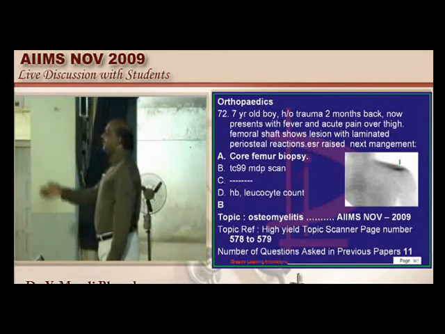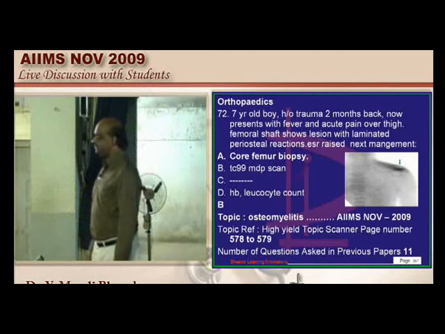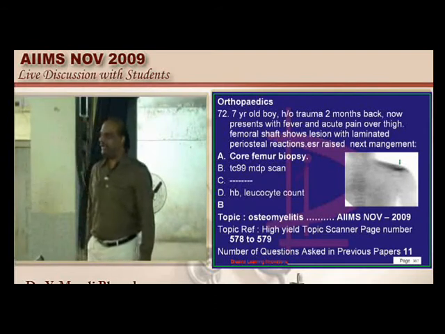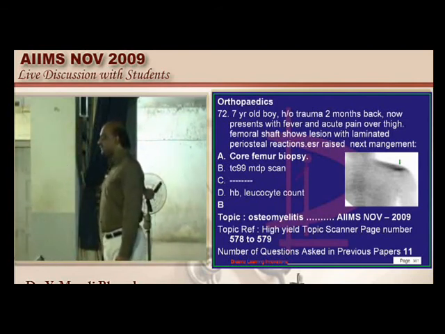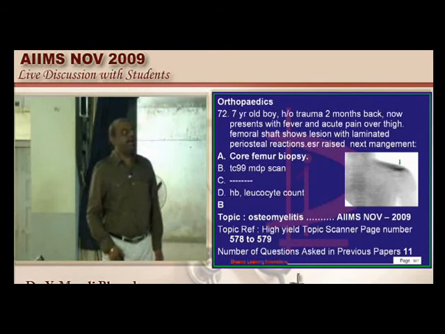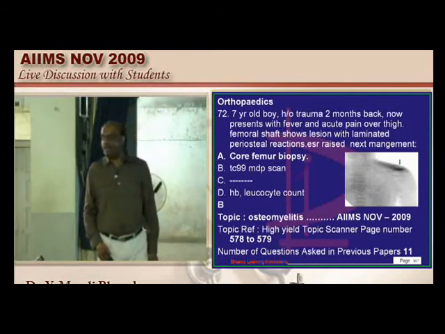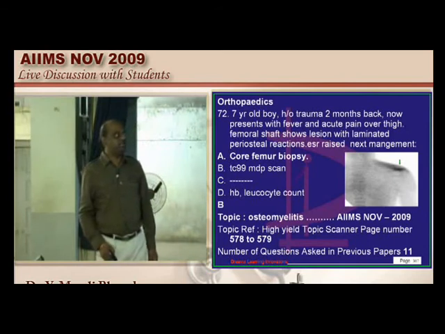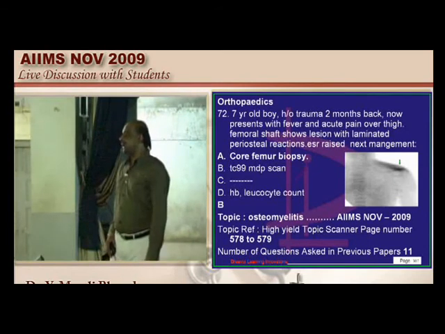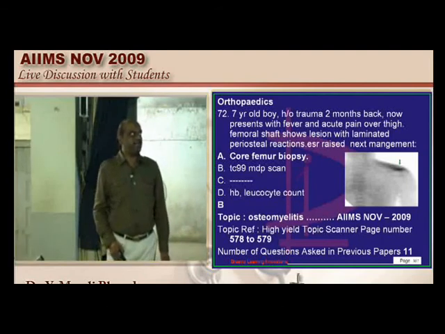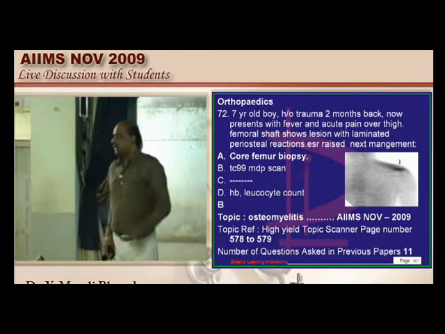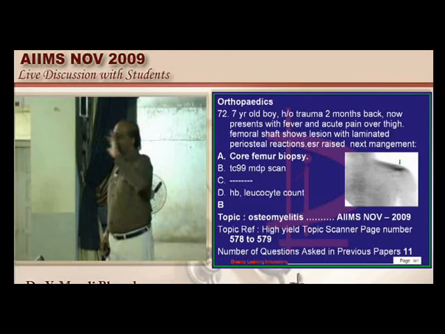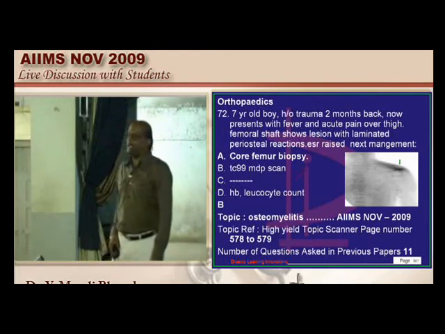Now a 7-year-old boy with a history of trauma 2 months back, and there is a laminated periosteal reaction. Can you give me another simple name for laminated periosteal reaction? Onion skinning. Very good. Now tell me, doctor, if you say onion skinning, immediately your answer will go towards Ewing's, and you want to do biopsy. But that is not the case here. Here he has a high ESR, he has a fever and an acute pain. They are all highly suggestive of a possibility of osteomyelitis, and that puts technetium scan as the best investigation, especially in view of the background of trauma. We like to do an evaluation of the osteomyelitis with the technetium. That becomes our investigation of choice.